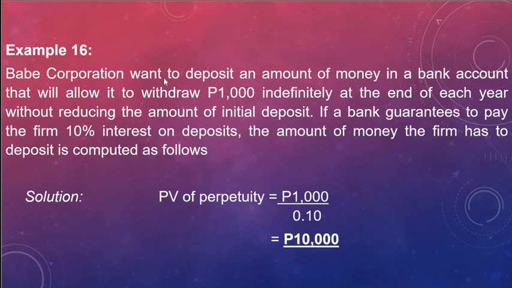So, you have a big corporation that wants to deposit an amount of money in a bank account that will allow it to withdraw 1,000 indefinitely at the end of each year without reducing the amount of initial deposit. So, if a bank guarantees to pay the firm 10% interest on deposits, then the amount of money the firm has to deposit is computed as follows. So, meaning, gusto siya makabalo kung pila dapat i-deposit niya para kada tuig makakuha siya og 1,000 without depleting the interest or the principal, the initial deposit nga iyang butang sa bangko. Okay?